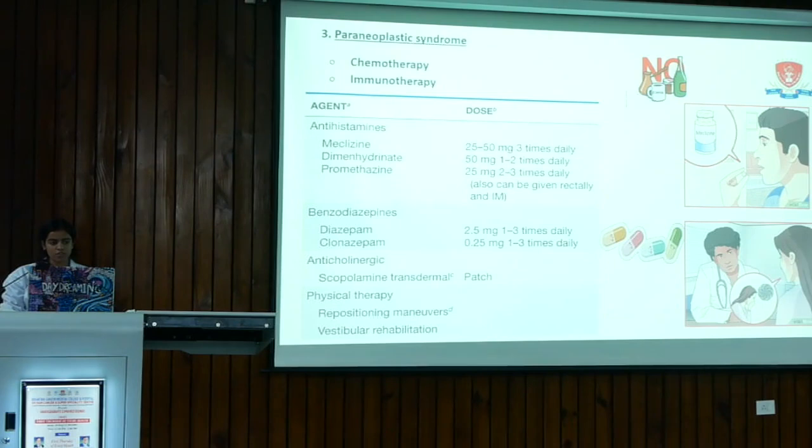The following drugs are given. Antihistaminics like meclizine, dimenhydrinate, and promethazine are suggested, but they are not suggested for a longer period of time as they dampen the compensatory mechanism of the body. Benzodiazepines like diazepam and clonazepam are suggested. Anticholinergic drugs like scopolamine transdermal patch are given. Physical therapy like repositioning maneuvers and vestibular rehabilitation is advised to the patient. Though all these drugs are mainly useful in treating peripheral vertigo, they do not play much role in treating central vertigo.